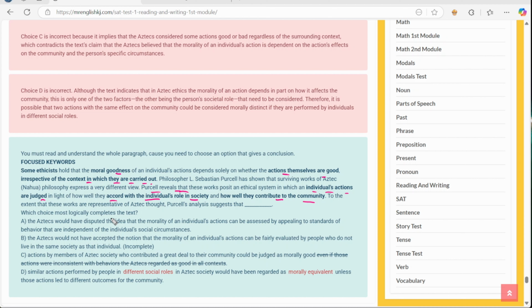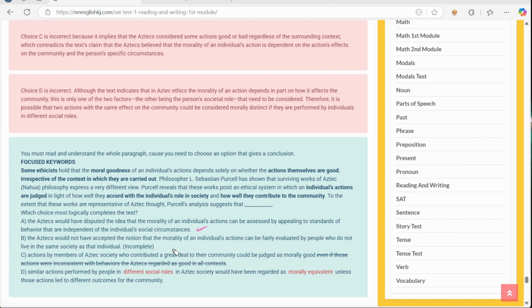Let's talk about what's the most logical one. Okay, so the analysis suggests that the Aztec would have a dispute, they would have an argument based on the idea that the morality of individuals' actions can be assessed by appealing to standards of behavior. Based on their behavior, the actions themselves are good irrespective of the context, that are independent of individual social circumstances. So, how they contribute to society, their individual role matters a lot. Okay, that's why this one is correct.